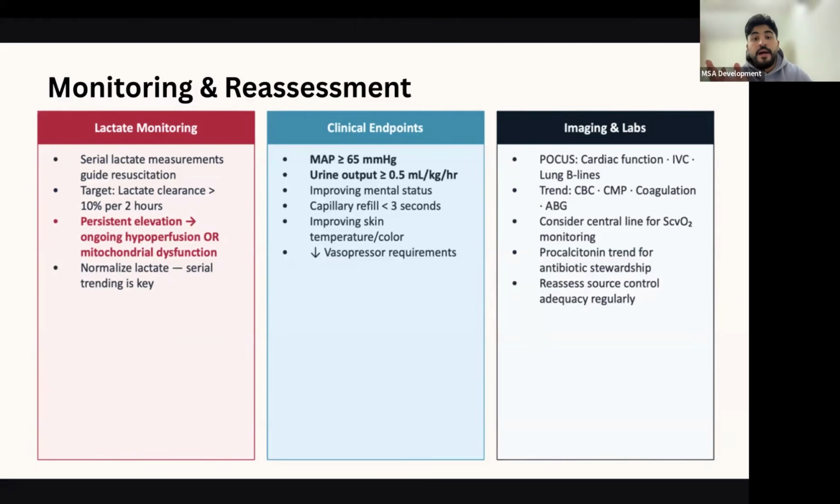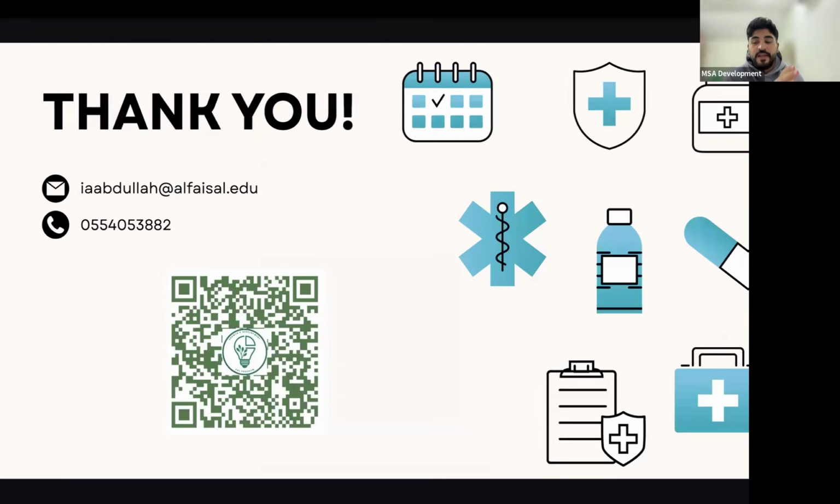All right. You need to monitor the mean arterial pressure. Their urine output has to be more than 0.5 milliliters per kilogram per hour. You need to see that their mental status is improving, all right? Their temperature and the color of the skin is better, right? Because we said most shocks will have cold and clammy skin. Distributive is going to have warm skin. So you want to assess that as well. Okay. And of course, there are some imaging and labs you have to do just to make sure that you do not miss anything from the whole picture. All right. And that's it.